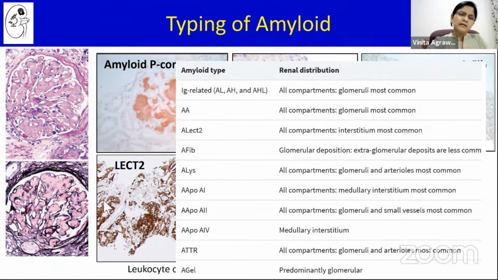The panel that you need to use also depends upon the morphological features. For example, if you have an amyloid which is predominantly limited to the interstitium, you will think of possibilities like ALECT2, ApoA1 and ApoA4, whereas you may have an amyloid which is predominantly involving the glomerulus. So you will like to do an AFib or an AGel immunostain. And there are other amyloids which involve all the 4 compartments like amyloid light chain or amyloid associated protein.